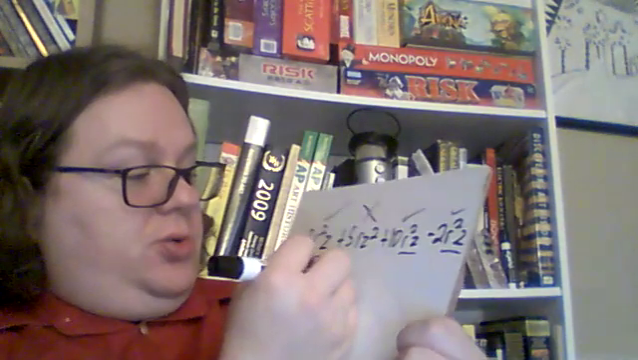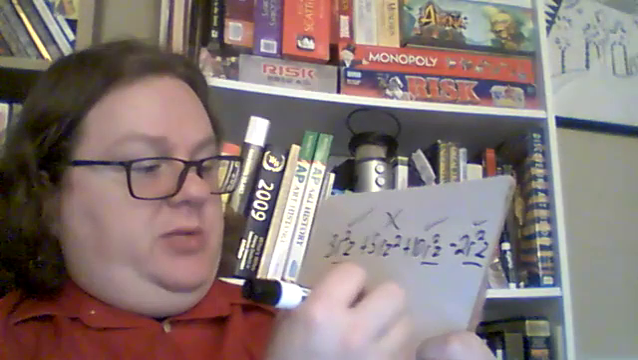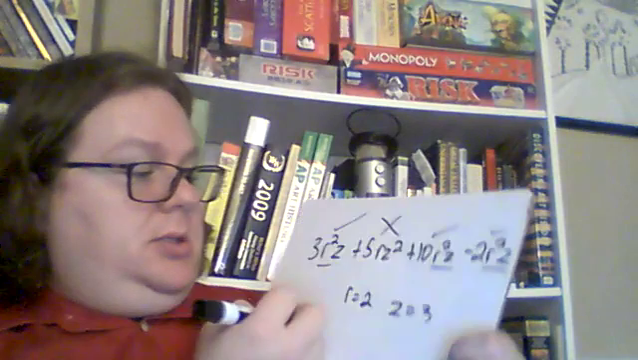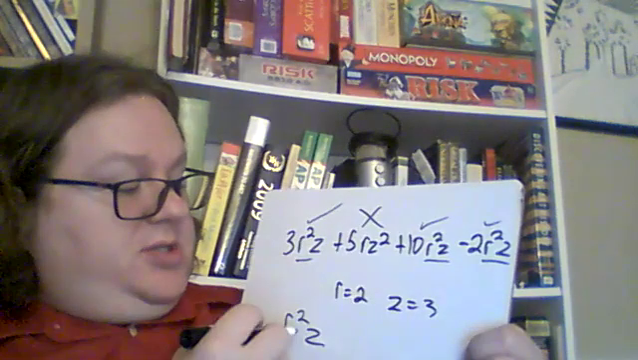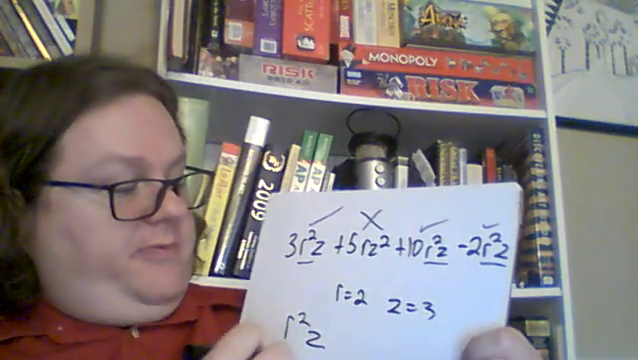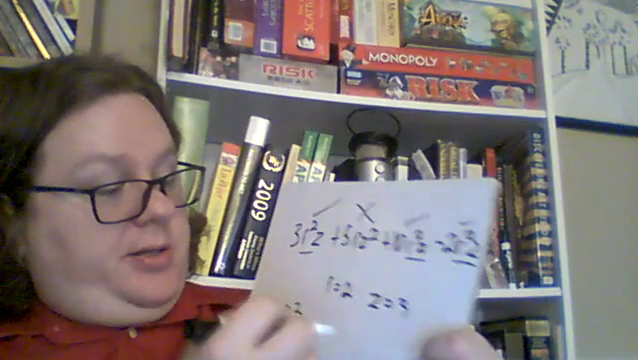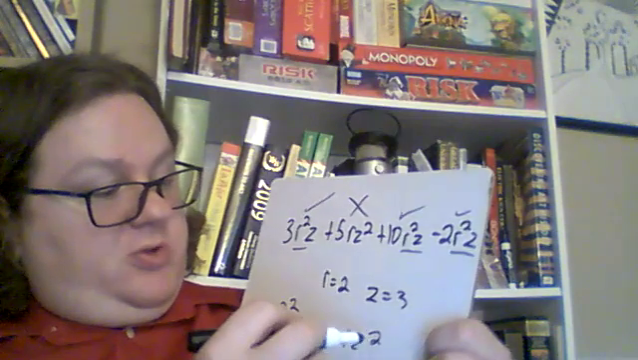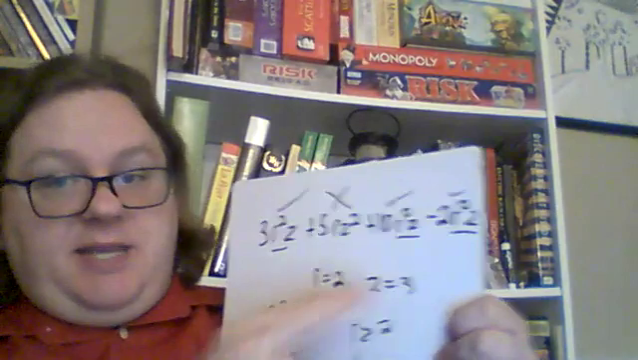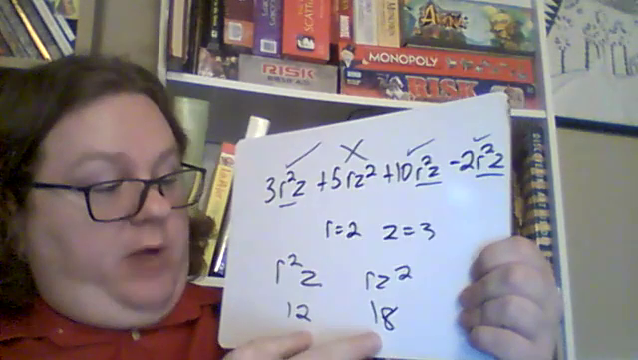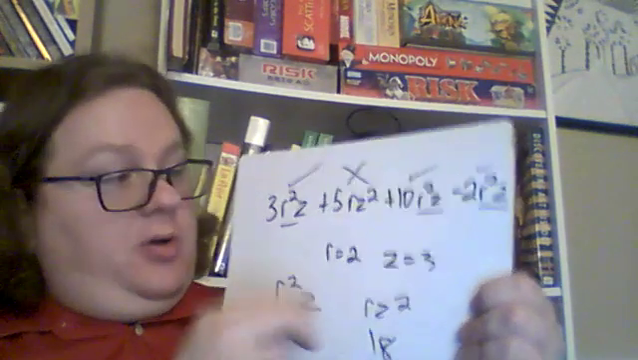And I'll show you why. Let's say r was 2 and z was 3. R squared z would equal 2 times 2 is 4 times 3 is 12. Rz squared would equal 3 times 3 is 9 times 2 is 18. So inputting the same numbers, we output two different numbers. So r squared z and rz squared are different.